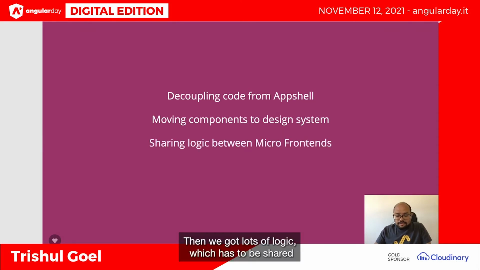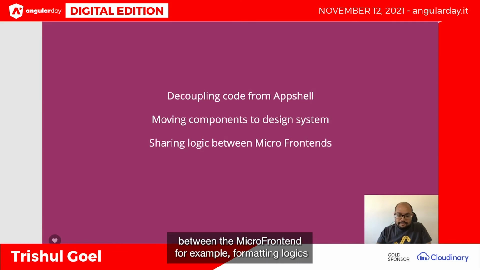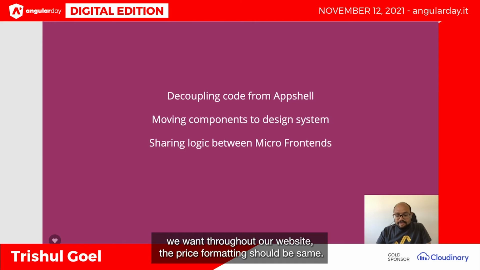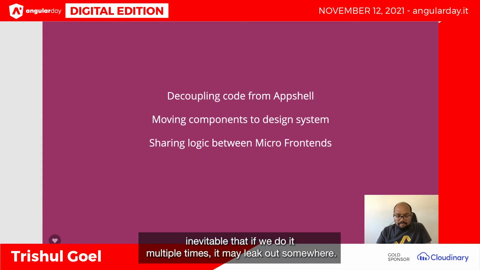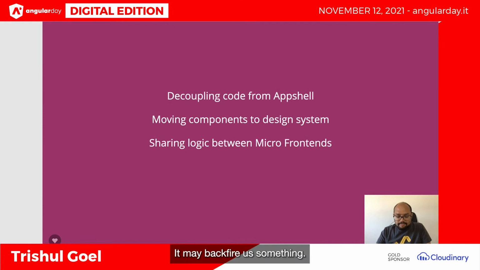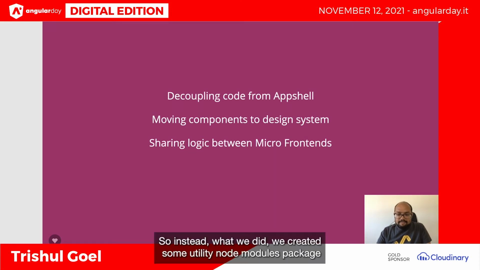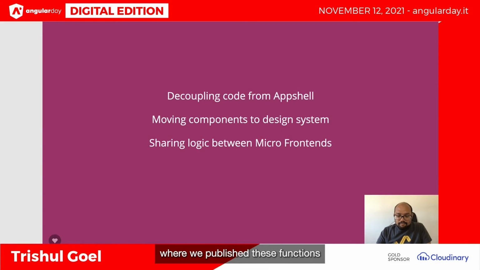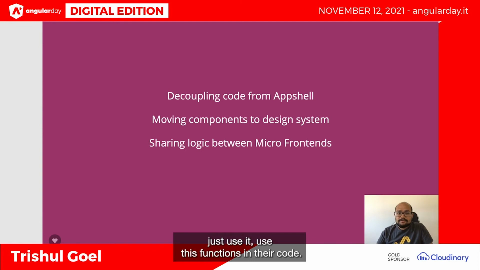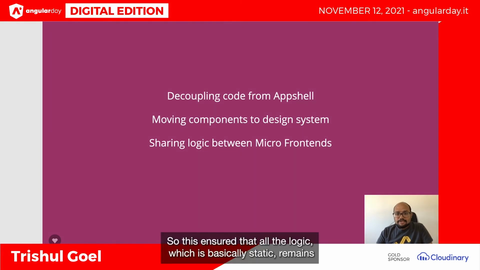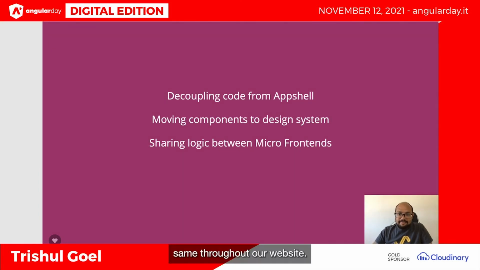Then we had lots of logic which has to be shared between the micro frontends. For example, formatting logic. Throughout our website, the price formatting should be the same. The date formatting should be the same. It's inevitable that if we do it multiple times, it may leak out somewhere. It may backfire on us sometime. So instead, we created a utility node modules package where we published these functions, and the micro frontends just use these functions in their code. This ensured that all the logic, which is basically static, remains the same throughout our website.